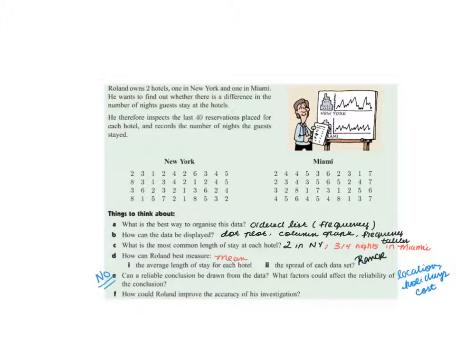Plus, it's for 40, not over 40. It's for the last 40 reservations. If he truly wanted to improve the accuracy, the whole what? The whole year, right? What's accuracy?